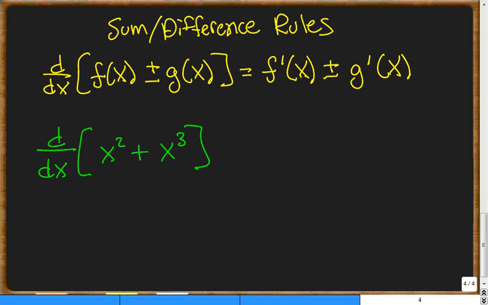So in this example, what's the derivative of x squared? Well, that's just 2x. And then, because this is a plus sign here, I add. And then the derivative of x cubed is going to be 3x squared. And that is it. You are finished. Okay, so adding and subtracting we can think of as separate parts.